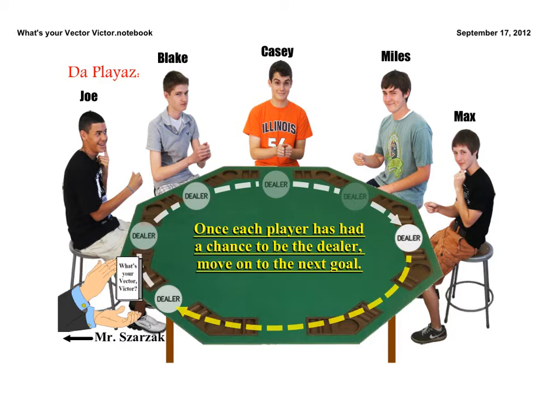So for example, your goal might be to make the vector with the overall longest magnitude when you add up your 5 cards. So you'll play that one 5 times. Then once you've played that 5 times, the next one will be find the vector with the smallest magnitude. Again, you'll play that one 5 times, and then you'll move on.